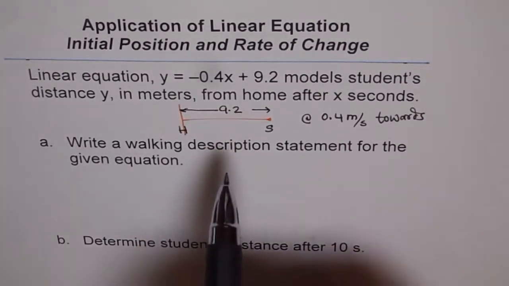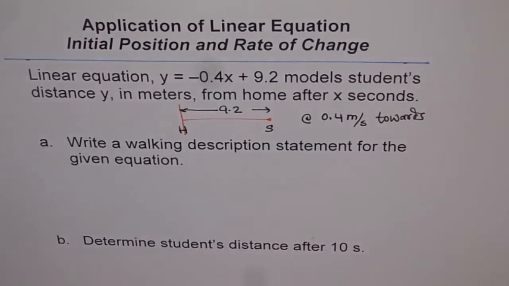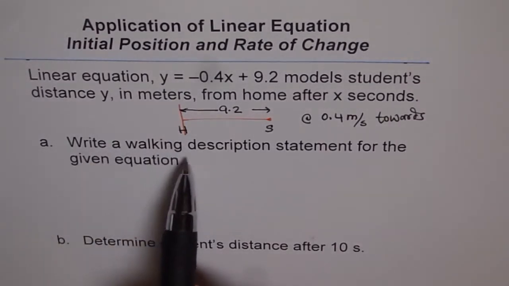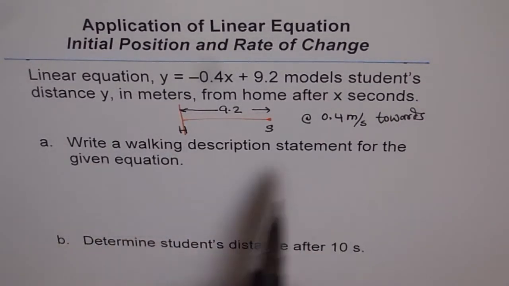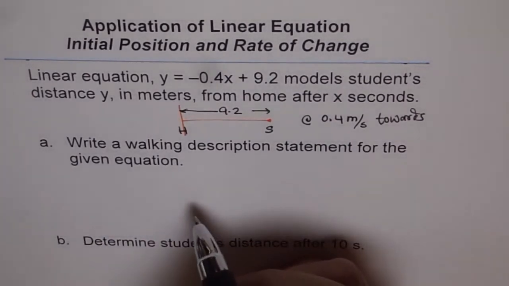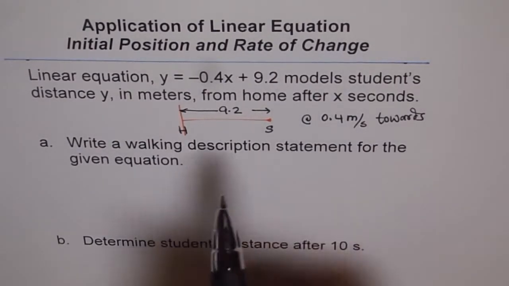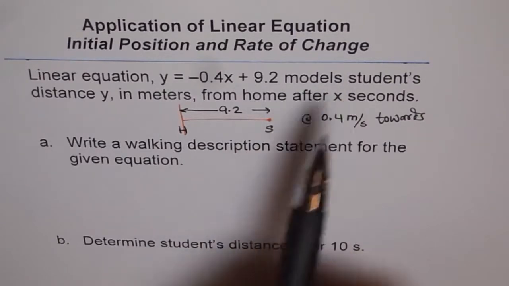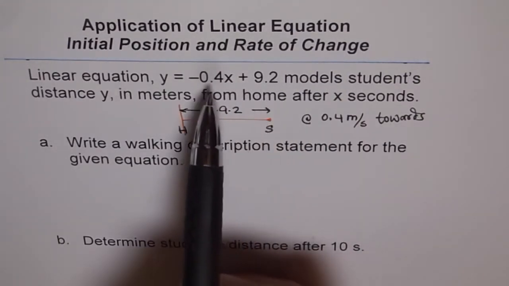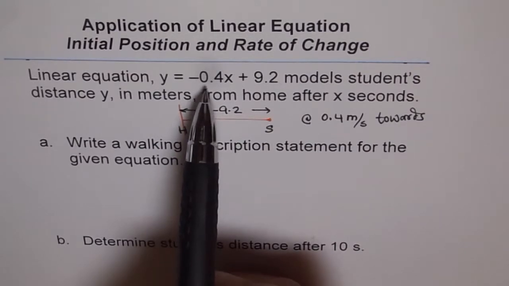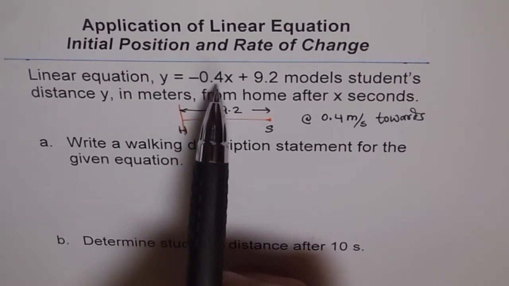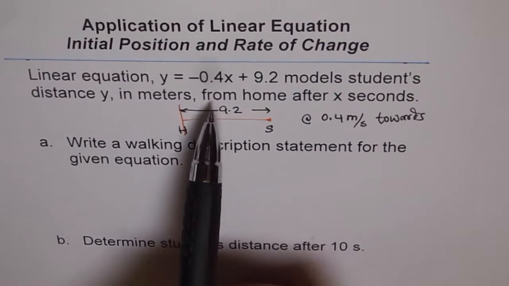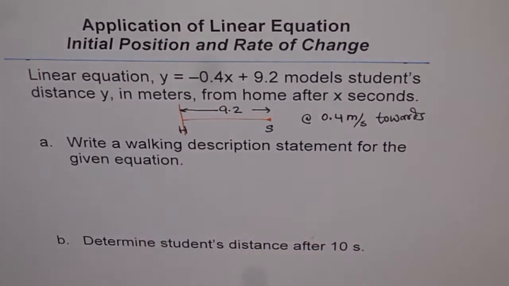Now, we have understood. Let's move on and answer the questions. Write a walking description statement for the given equation. So, as I was saying, we can write a description as: the student started 9.2 meters away from the house and walked towards the house at a speed of 0.4 meters per second. So that could be a walking description for this given equation, correct?